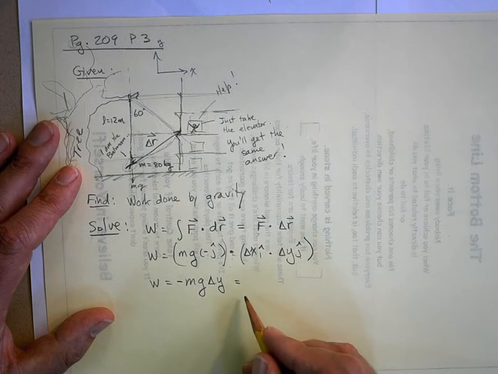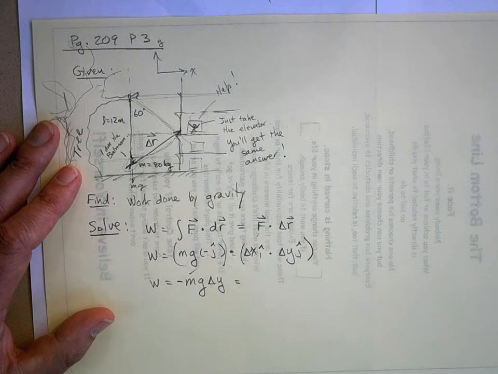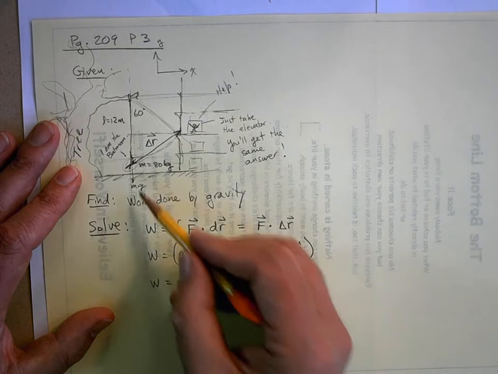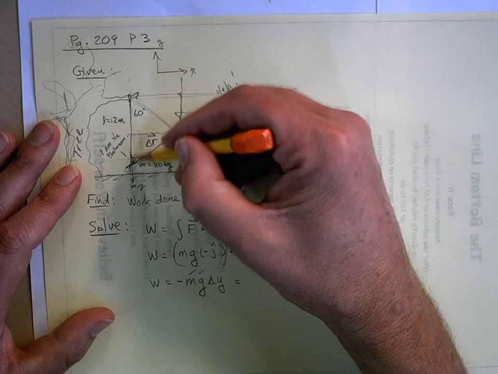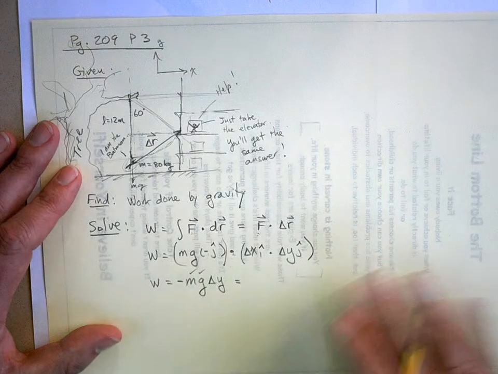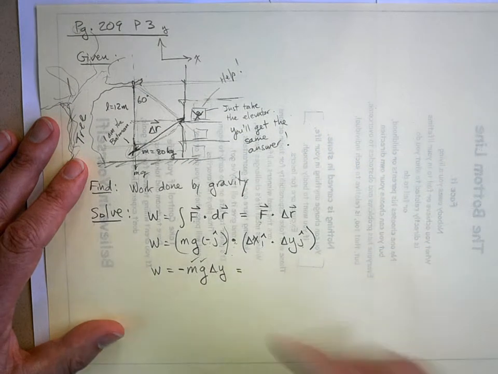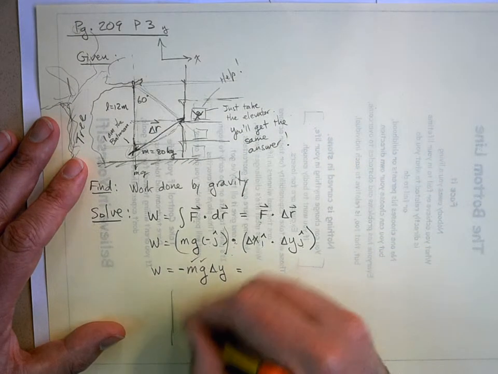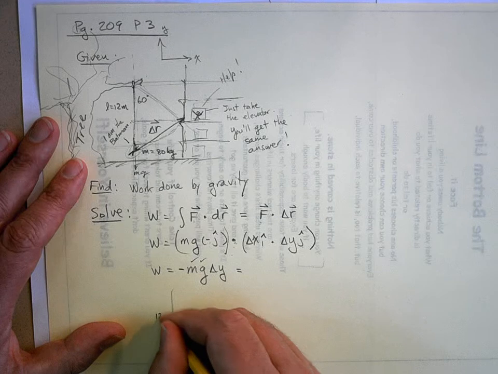Now, what do I need to do now? Do I know what the mass is? Yes. Do I know what g is? Yes. Do I know what delta y is? No, but I can figure it out. I know what this length is here. It's 12 meters. Let me redraw the triangle there. Here's 12 meters.